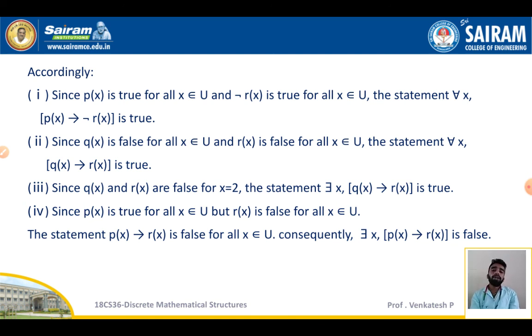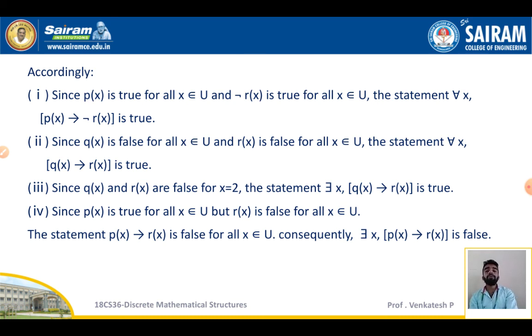Now, I want to prove the truth and falsity of the following statements. Accordingly, since p of x is true for all x belonging to U and negation r of x is true for all x belonging to U, the statement for all x, if p of x then negation r of x is obviously true. Next one, since q of x is false for all x belonging to U and r of x is false for all x belonging to U, the statement for all x, if q of x then r of x is obviously true. Third one, since q of x and r of x are false for x equal to 2, the statement there exists x, if q of x then r of x is obviously true.